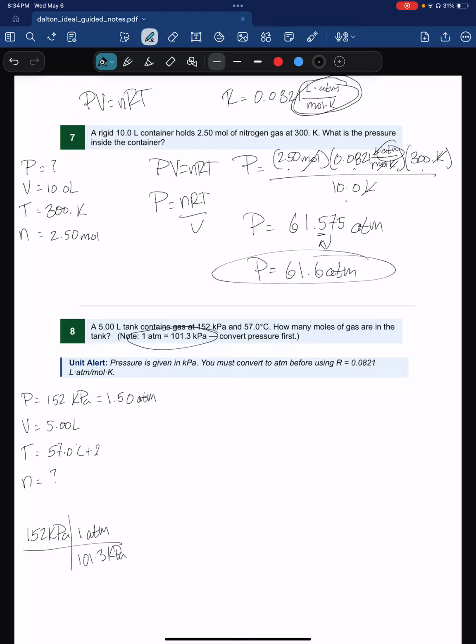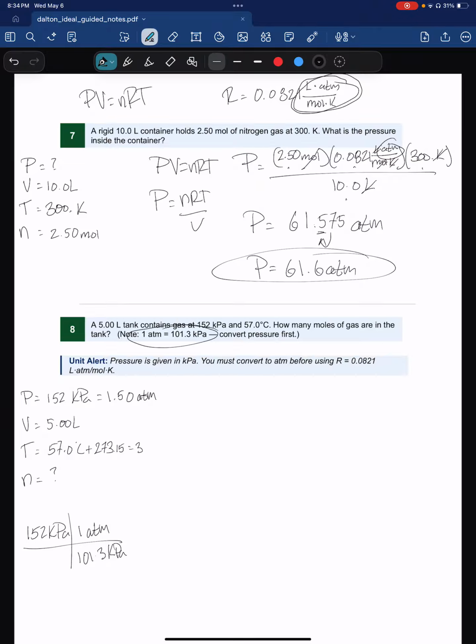Okay. Now we can do temperature. Temperature, remember, we just add 273.15. All right. 57 plus 273.15 gives me 330.15 Kelvin. Great. And of course, we're looking for the number of moles. So I'll go ahead and write out PV equals nRT. And then I can solve for moles. N is equal to PV over RT.